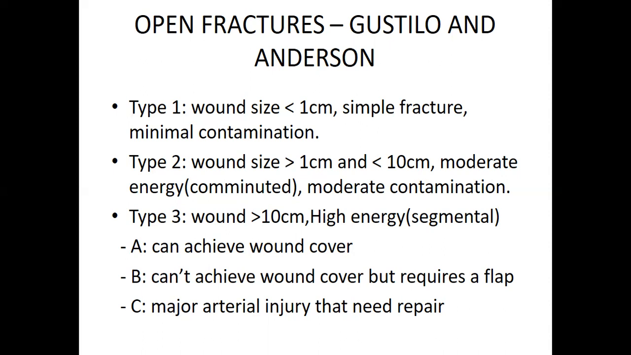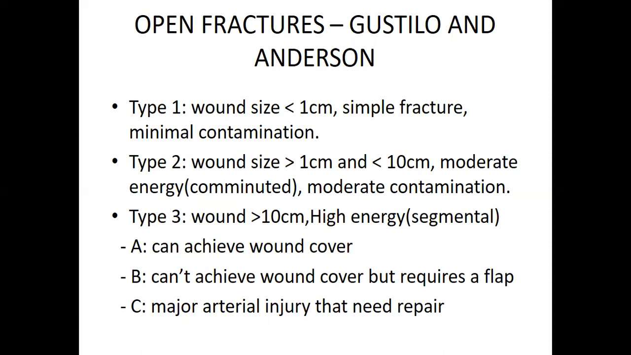So he described type 1 open fracture as a fracture in which the wound size is less than 1 centimeter. The energy is minimal, and minimal energy usually results in what? A simple fracture, either an oblique, a spiral, or a transverse fracture. And then the level of contamination is usually minimal because it's like a puncture, and the puncture is usually from inside out, from the bone fragment, okay?